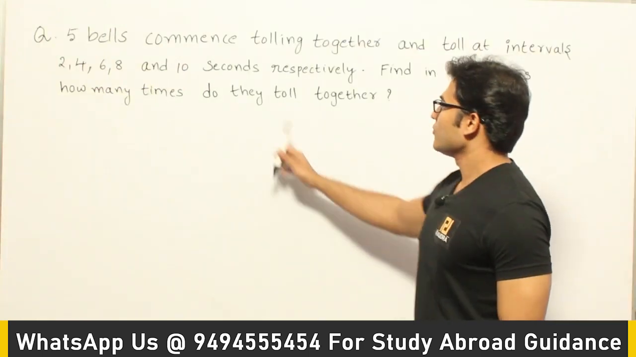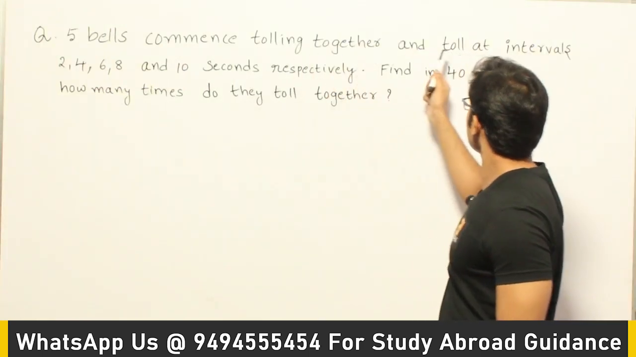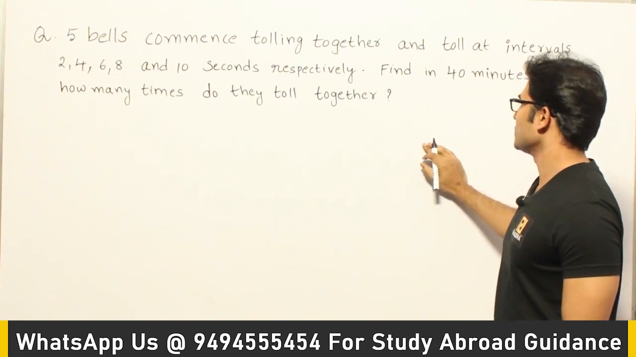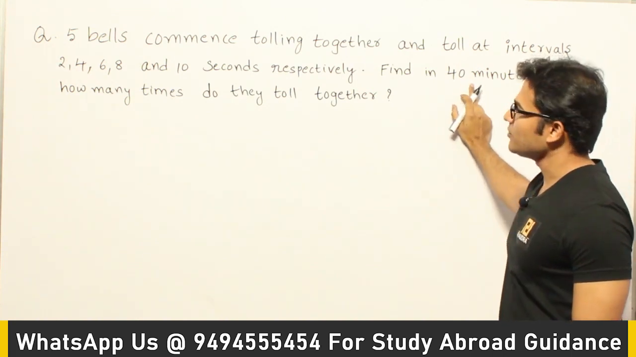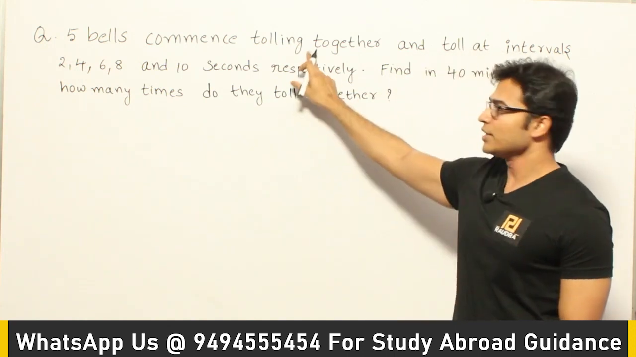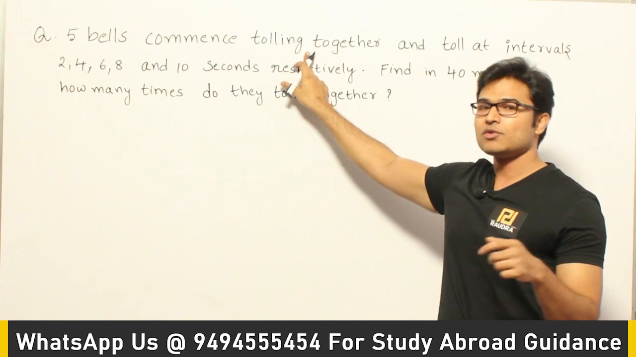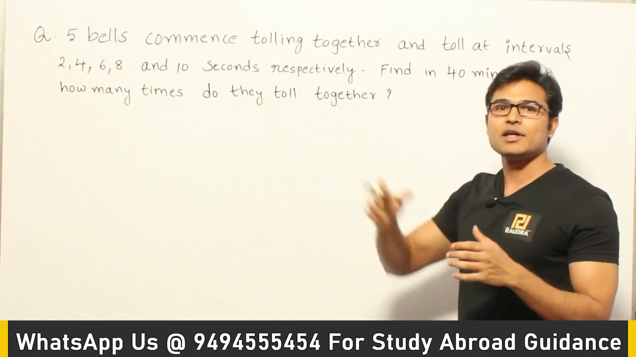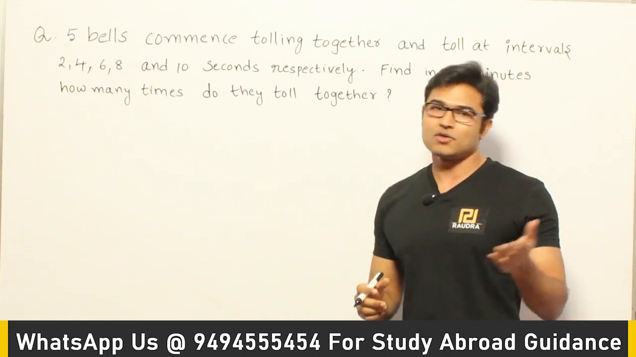Let's see this question. 5 bells commence tolling together and toll at intervals of 2, 4, 6, 8, 10 seconds respectively. Find in 40 minutes how many times they toll together. What is tolling? When you strike a bell, it makes some sound, right? That is called tolling. So you can assume that whenever a bell rings, that is called tolling.